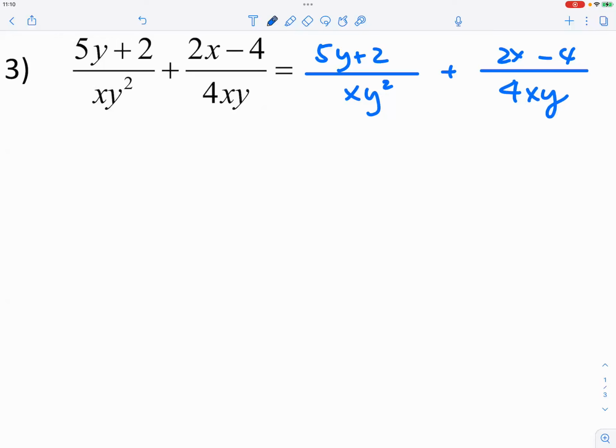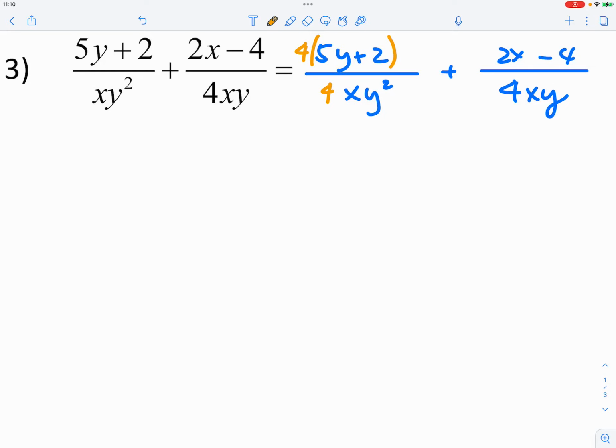So we look at these two fractions, we look at these two denominators, and we ask ourselves a question. What do they have and what do they not have? Because we need to make sure that they have the same thing in order to have a common denominator. Okay, so I would say the first fraction needs to have a 4, because the second fraction has a 4 in it that the first fraction doesn't have.